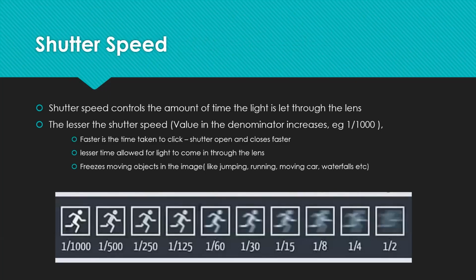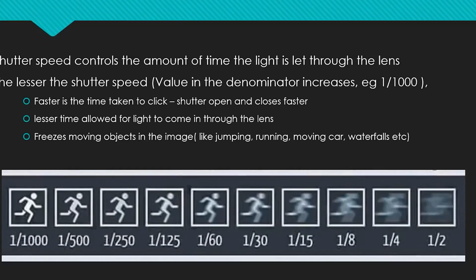Okay, now coming on to the shutter speed. The shutter speed is the amount of time it takes to open and then close the lens. So the shutter speed controls the amount of time light is let through the lens. The lesser the shutter speed, the larger the denominator. In our case, 1/1000 is the lowest shutter speed shown in the image. As the denominator goes higher, the shutter speed is lesser, and the time taken to click is faster. The shutter opening and closing takes a very small fraction of a second at 1/1000.